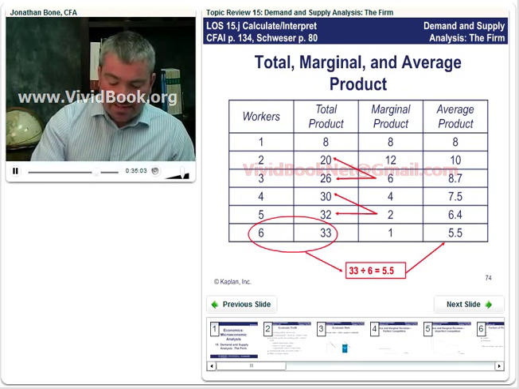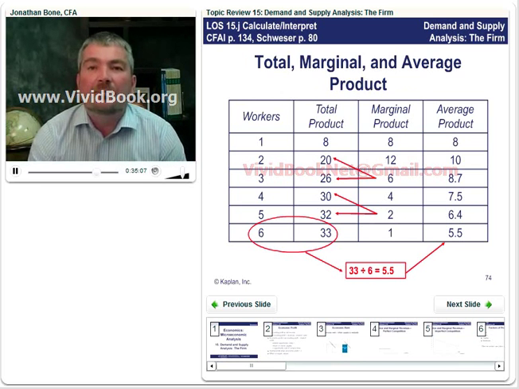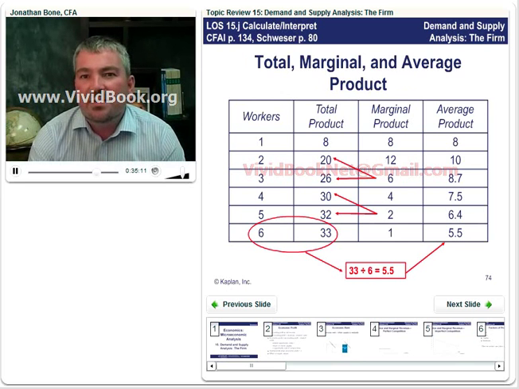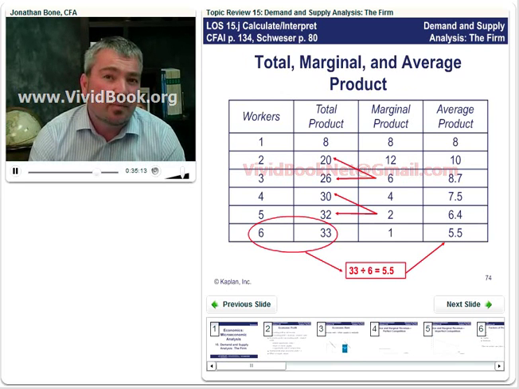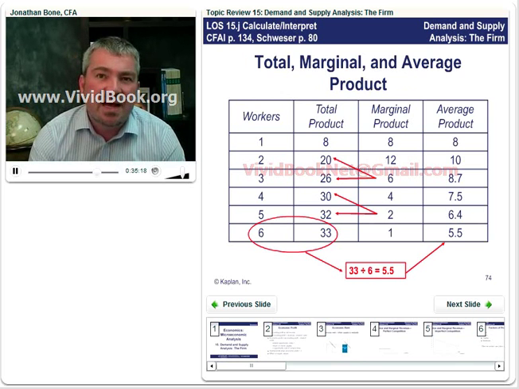Right, we've got to be able to calculate total, marginal and average product of labour. Okay, so we've got our workers down the side, 1 worker through to 6 workers, and we've got their total product. That is simply their total output. 1 worker produces 8 units, 2 workers produce 20 units, 3 workers produce 26 units.